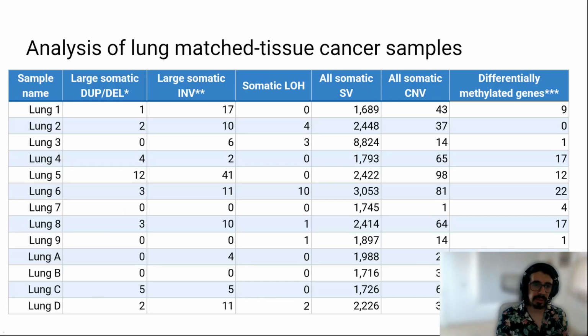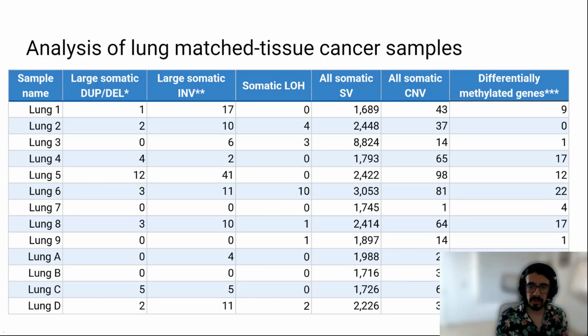On these samples, we detected somatic variations. Here I have along the columns, one to D, and then you can see the number of large somatic deletions and duplications, so these are over 1 MB. Large inversions also over 1 megabase. Somatic loss of heterozygosity, how many regions we detected, all the somatic structural variants and copy number variants, and the number of genes that have methylation differences. This is based on a list of close to 80 genes that we're interested in, but the user can input their own gene list and will then have their own results.